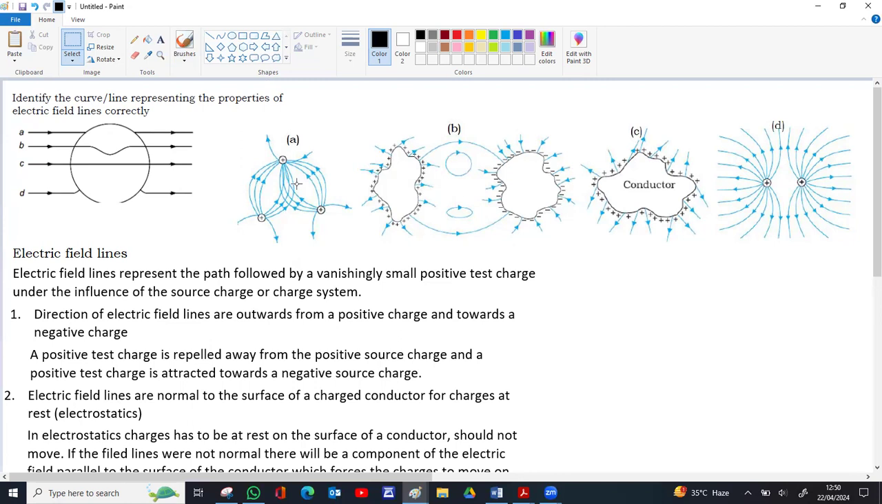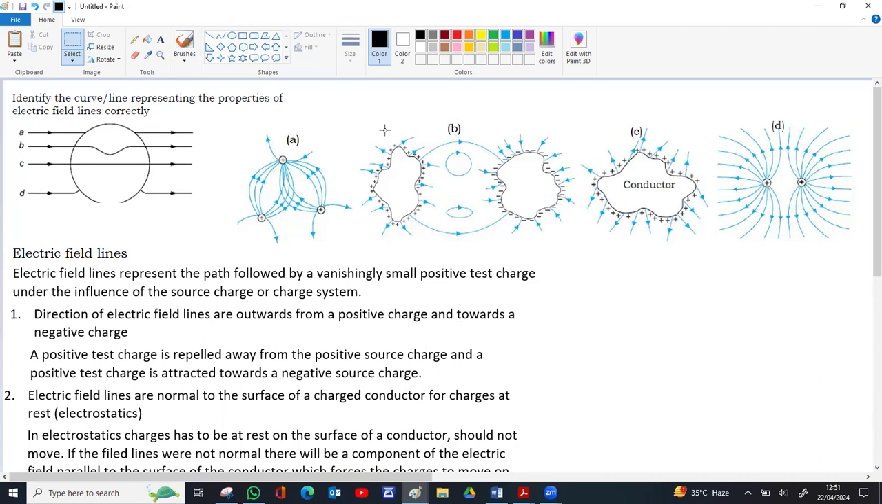So A is wrong, intersecting. B is wrong because there are closed paths, which is not possible for electric field lines. C is wrong because the field lines are not normal to the conductor at every point. D represents a correct representation because it is a positive charge. If you leave a positive test charge, it will be repelled away. This is also positive, so it's repelling the test charge away. So D only can be the correct representation.